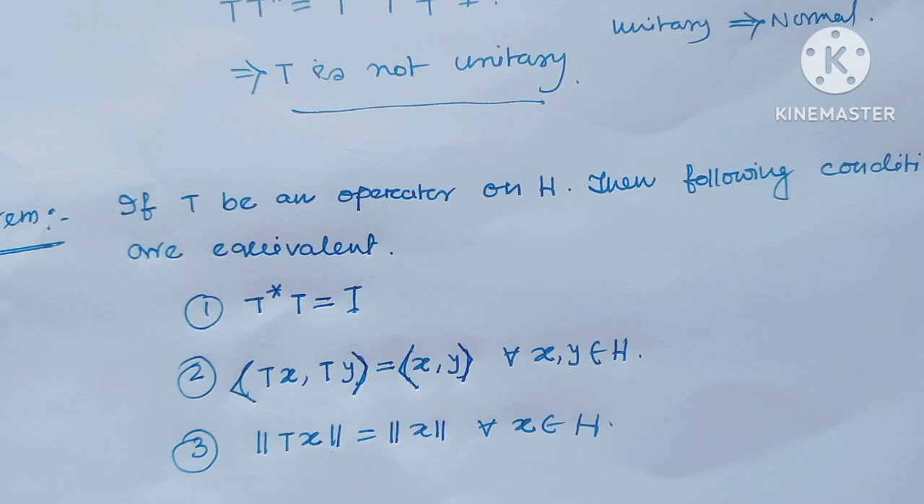Now I will state some properties of unitary operators. Let T be an operator on H, then the following conditions are equivalent. First, T star T equals identity. Second, inner product Tx, Ty equals inner product x, y for all x, y belongs to H. Third, norm Tx equals norm x for all x belongs to H.